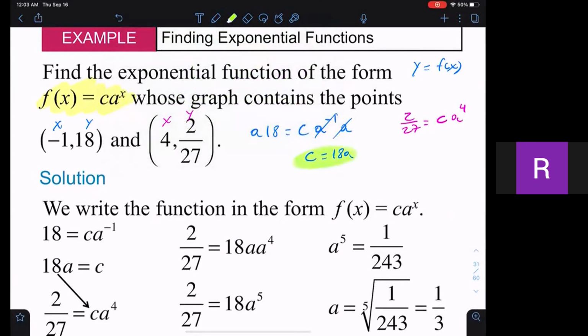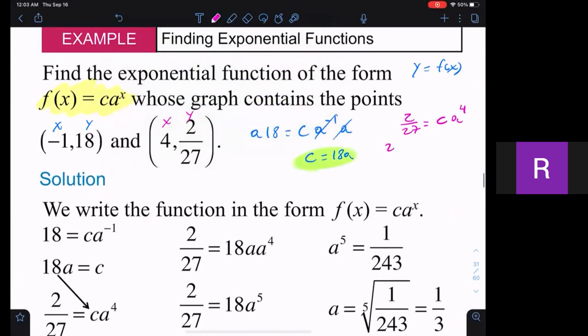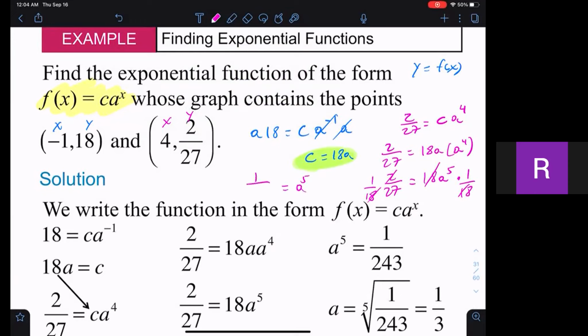So the only thing I need to do is just plug it in, right? So this is 2 over 27 equals, c is 18a, times a to the 4, right? So it's going to imply that this is 18a to the 5 equals 2 over 27. So I need to solve for either a or c, doesn't matter, right? So I'm going to multiply by its reciprocal, and this is going to cancel out, and a to the 5 equals, well, this simplifies to 1/9, right?